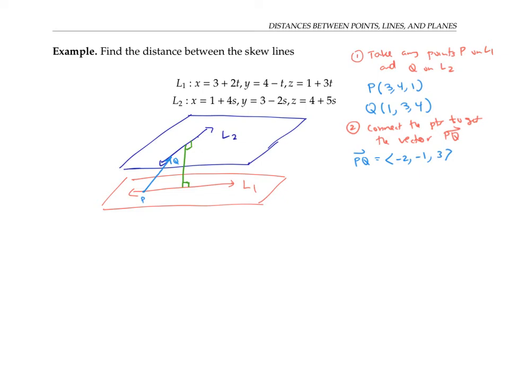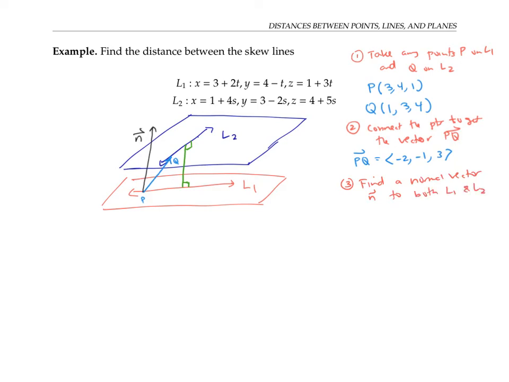But for the length between the lines, I don't want the length of the whole vector PQ. I just want the length of the piece of that vector that points in the perpendicular direction to both L1 and L2. So if you imagine that this is a normal vector that's going to be perpendicular both to L1 and to L2, I want to project PQ onto that normal vector.